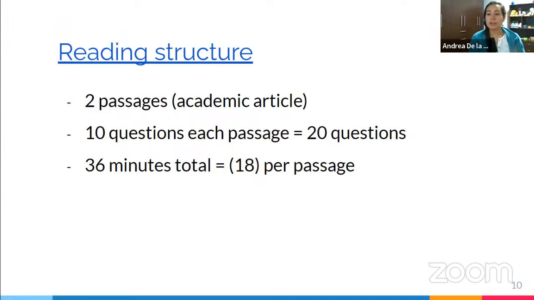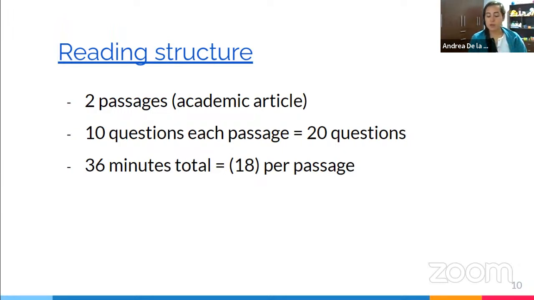So, you get two texts, tienen dos textos para leer, cada texto contiene 10 preguntas, 20 questions in total, 20 preguntas en total, y 36 minutos para todo el reading. O sea que si calculan 18 minutos por texto o por cada 10 preguntas.